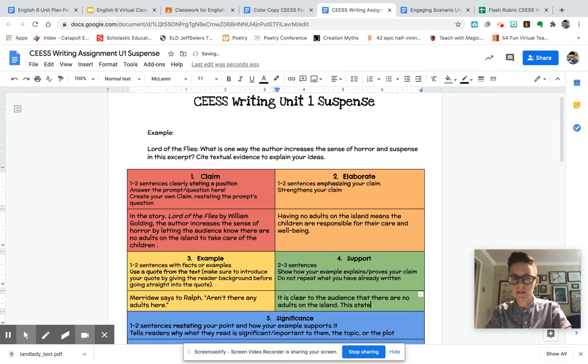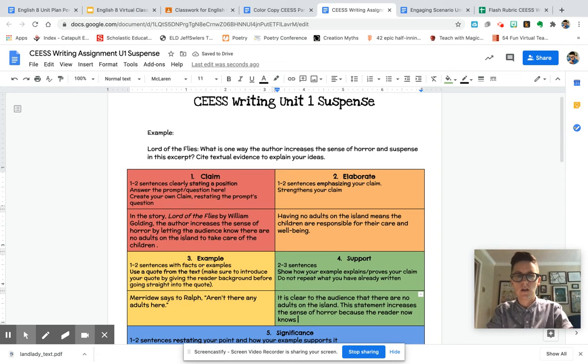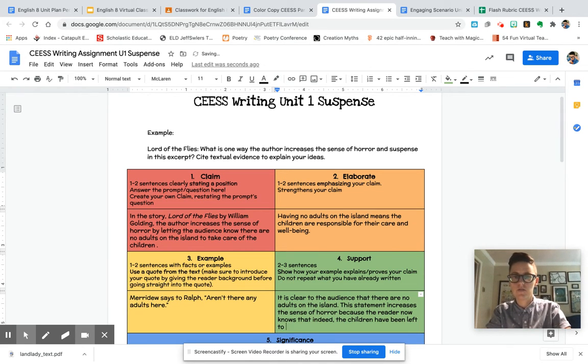This statement increases the sense of horror because the reader now knows that indeed the children have been left to fend for themselves. And I misspelled that, so we fix it real quick.